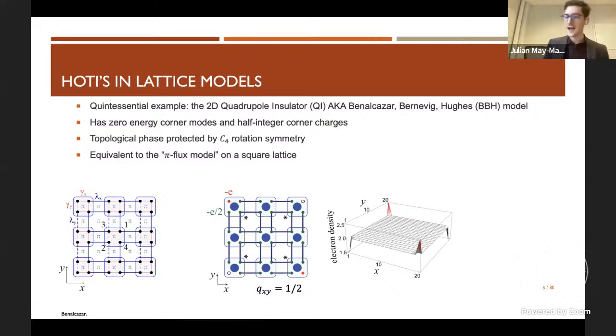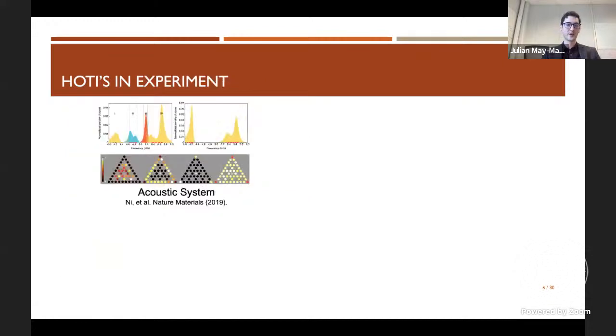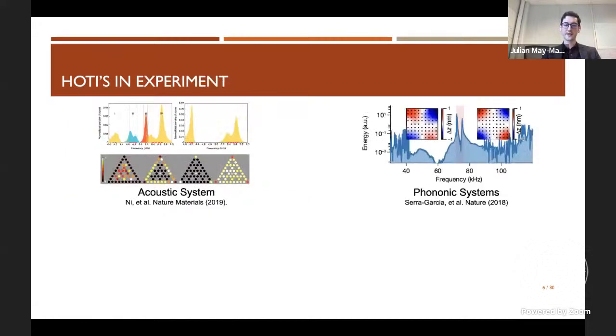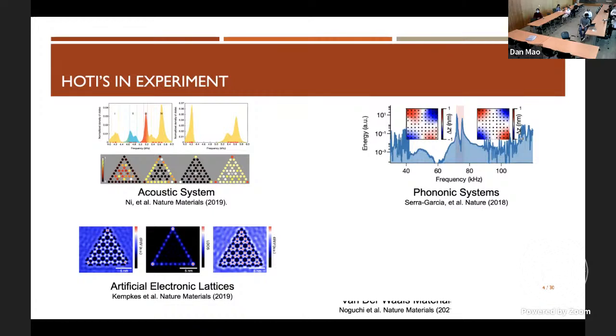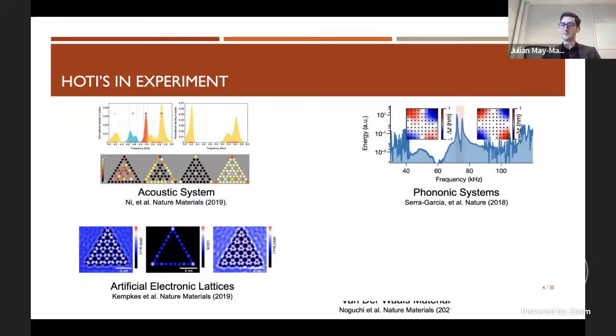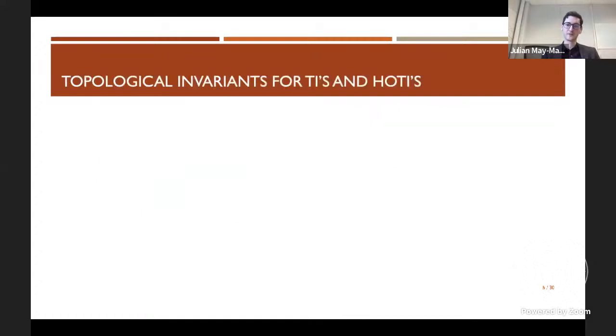Since the realization in lattice systems, there's also been a number of works understanding higher order topological physics in actual experimental systems, although with the caveat that it's mostly been in metamaterials. So for example, we have acoustic systems, phononic systems, artificial electronic lattices, and, to my knowledge, the only real material, these van der Waals materials. As a caveat, I will note that there has been some idea that bismuth actually may have higher order topology in its band structure, but you actually can't really observe that higher order topology because bismuth is a semi-metal under normal circumstances. So now, more back to the theoretical side again.